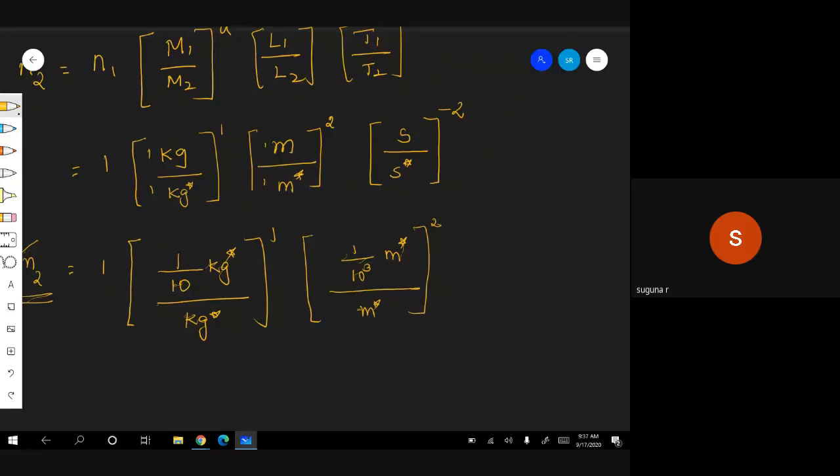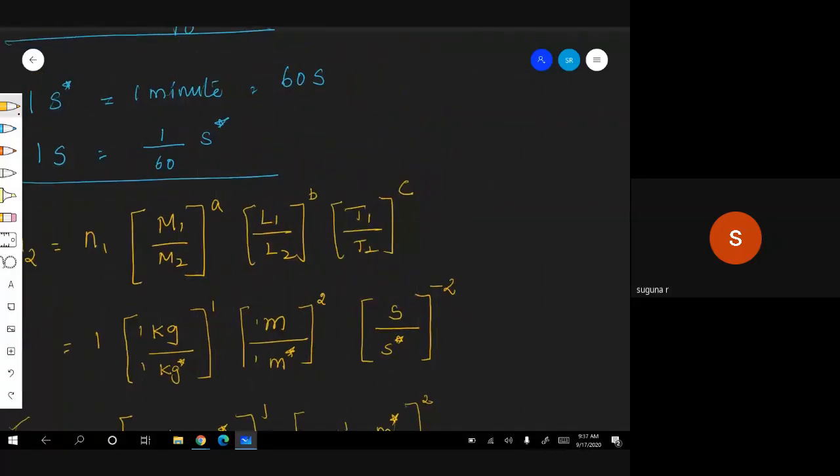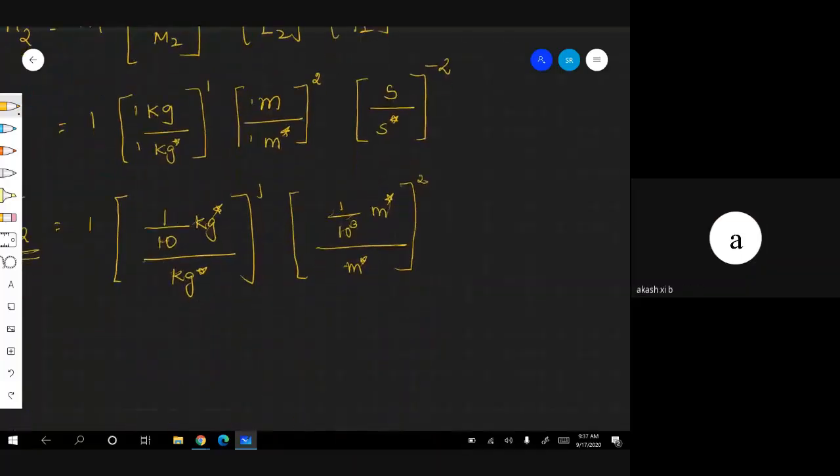Now it is second. Even when you are converting MKS to CGS, there is no problem. Second, both are second, so you won't even bother about time. But here, there is a lot of change. What is second in terms of second star? 1 by 60 second star. 1 by 60 also has relevance now. Therefore, you cannot leave it just like that here.